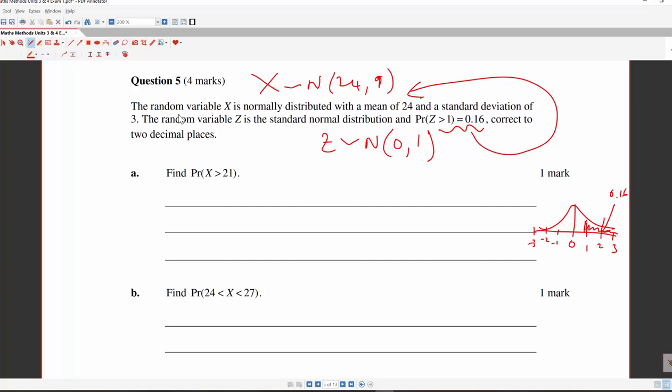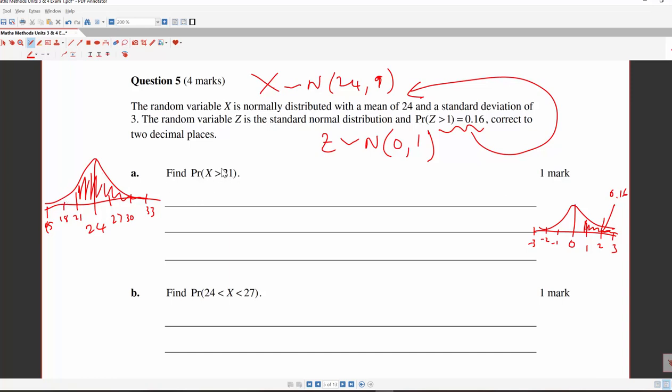All right, now let's have a look at this particular distribution. X is normally distributed with a mean of 24, 27, 30, 33, 21, 18, 15. So we want to know the chance of the random variable being greater than 21. So that would be the probability of this part here. Now notice the symmetry here, that the right tail there is the same as a left tail here.